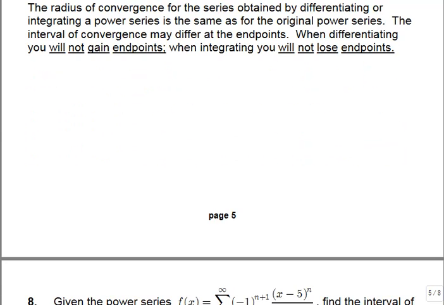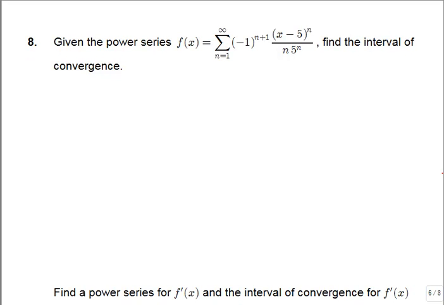So let's practice this. Let's start with the power series f of x equals the sum of negative 1 to the n plus 1, x minus 5 to the n over n times 5 to the n. So a few of these terms: if n is 1, this is going to be even, so we'll just get x minus 5 to the first over 5. When n is 2, this is odd, so now it's going to be minus x minus 5 squared over 2 times 5 squared, plus x minus 5 cubed over 3 times 5 cubed, minus and so on. So that's kind of what the terms will look like.